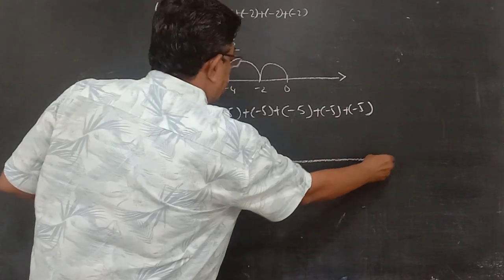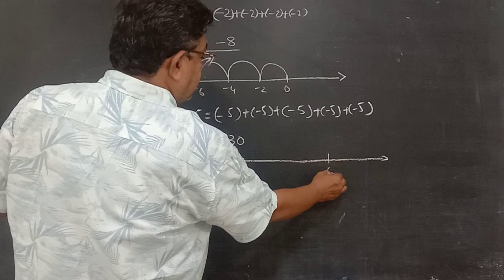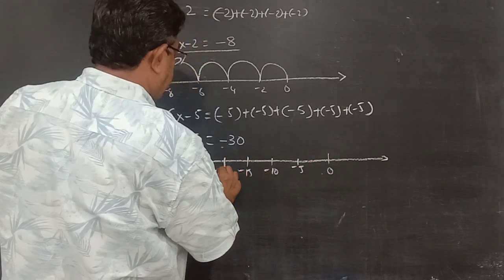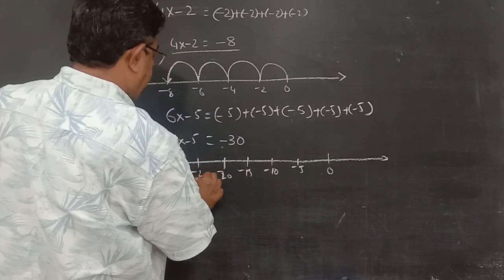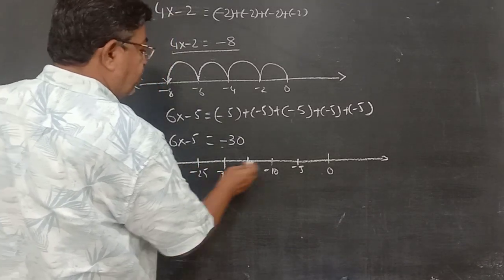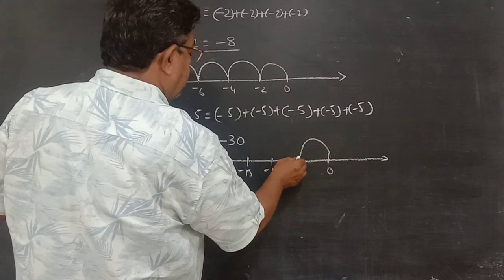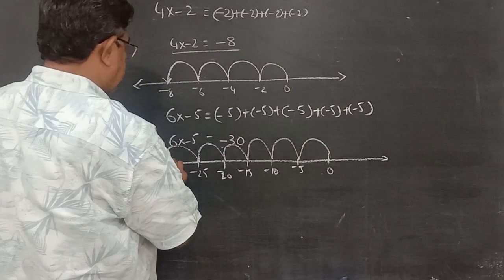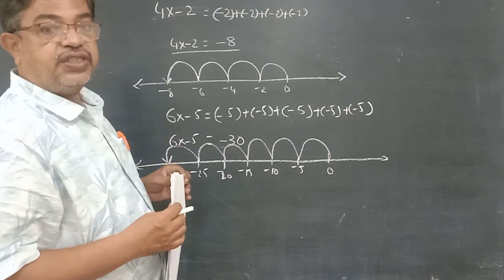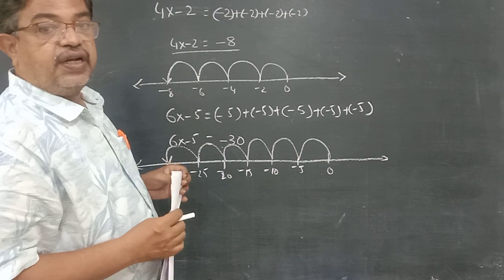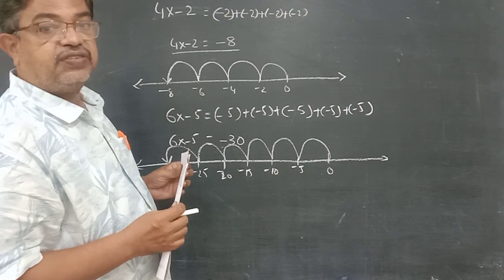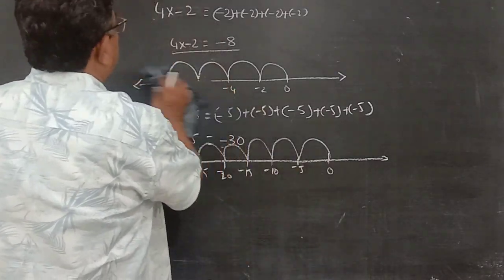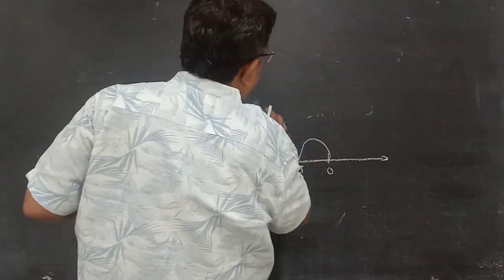The same you can represent on number line by taking 0, minus 5, minus 10, minus 15, minus 20, minus 25, minus 30. You are moving 5 units from 0. 1, 2, 3, 4, 5, 6 times you moved 5 units each on the negative side of integers, and the product of 6 into minus 5 is minus 30. Like this, you can take the multiplication of integers.